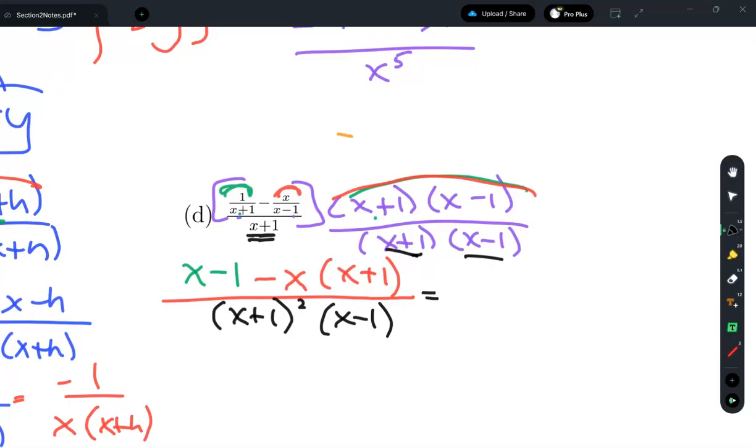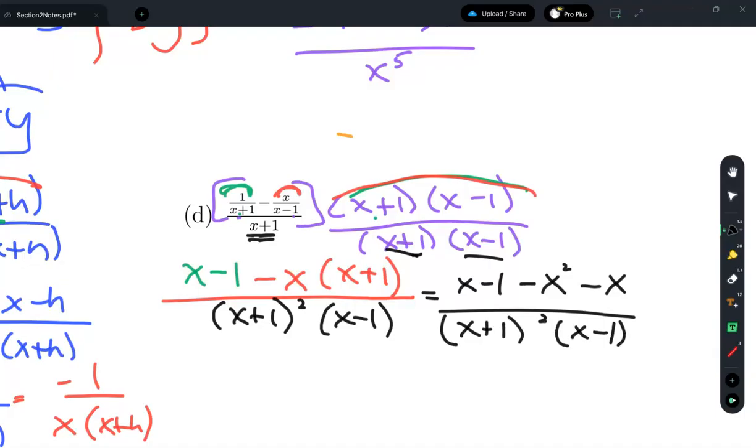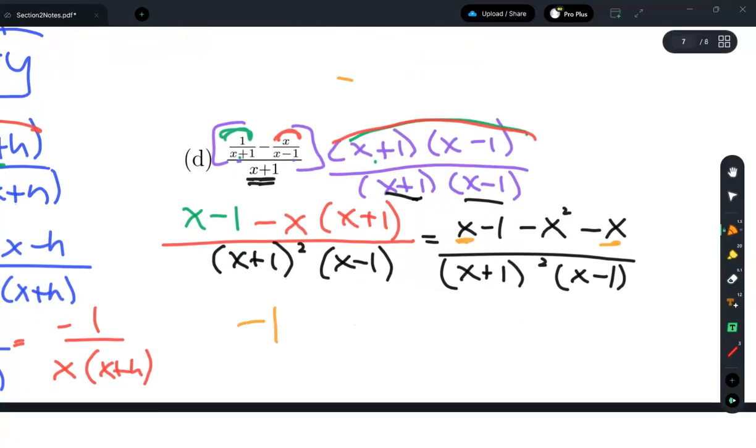So let's multiply the numerator out, see if there's anything I can do. Minus x squared minus x over x plus 1 squared, x minus 1. Oh, will you look at that? I can see the two x's go away, right? So I get a minus 1 minus x squared over x plus 1 squared, x minus 1. And that's it.